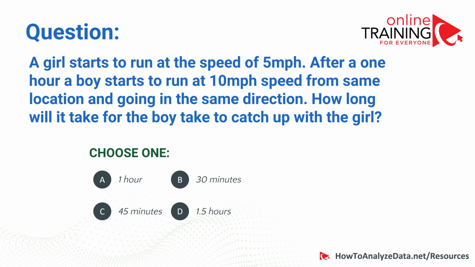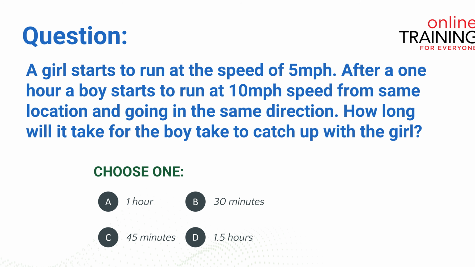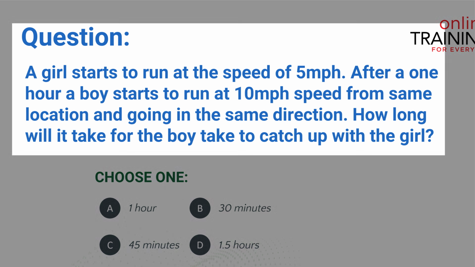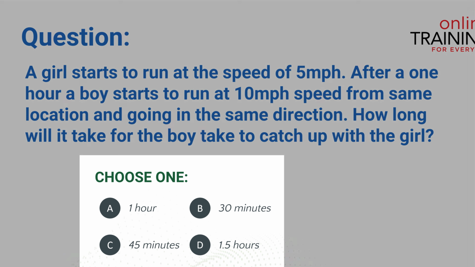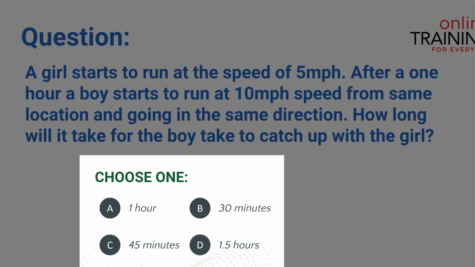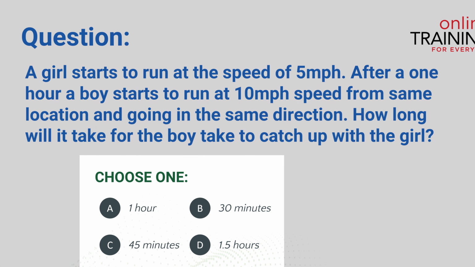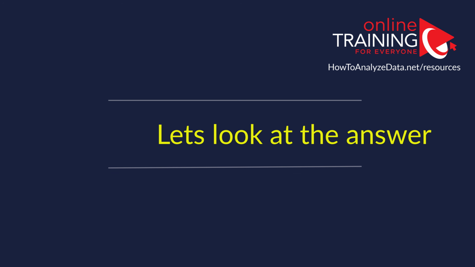Now let's look at the question which tests your knowledge of numerical reasoning. A girl starts to run at the speed of 5 miles per hour. After 1 hour, a boy starts to run at 10 miles per hour speed from the same location and going in the same direction. How long will it take for the boy to catch up with the girl? And we have 4 choices here: 1 hour, 30 minutes, 45 minutes, 1.5 hours. What do you think is the right choice?